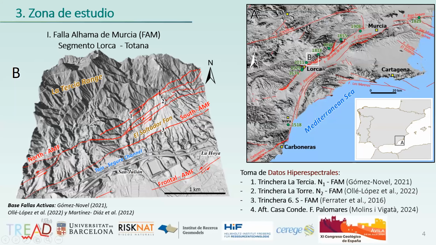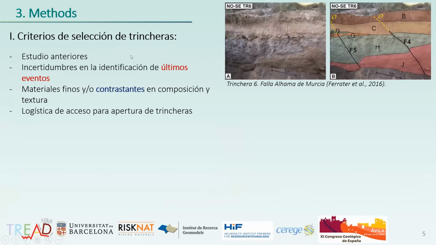Also the trench, the Trench Geos, the Saltador fault, and the Palomares fault, are something I'm not going to go into in depth during this presentation. So what is the main point, actually? What is the main criteria to look for when applying a hyperspectral camera in paleoseismology?